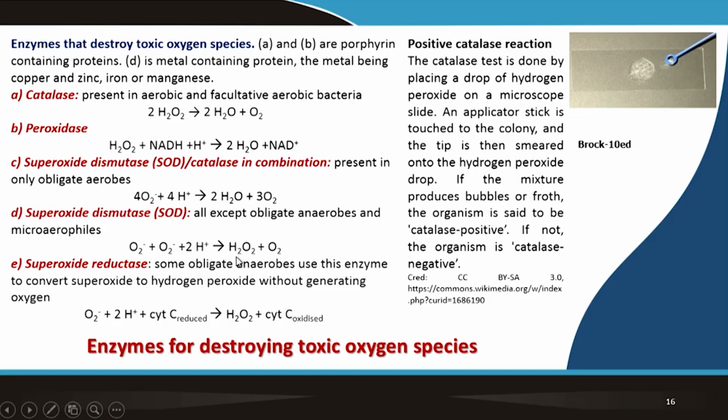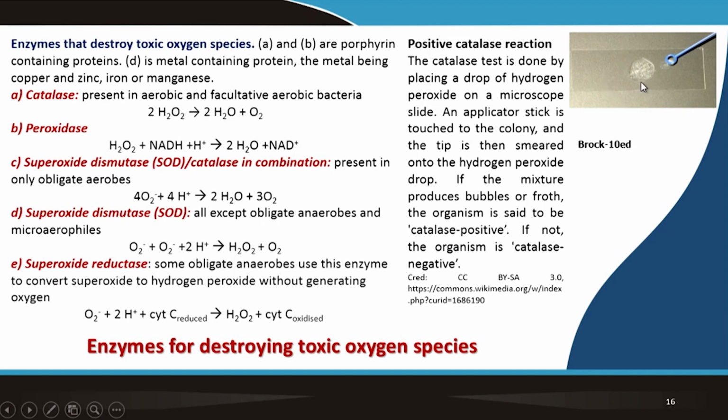This is present in some obligate anaerobes. They use this particular enzyme to convert superoxide to hydrogen peroxide, but since they do not tolerate oxygen, this superoxide reductase is able to convert superoxide to hydrogen peroxide without generating oxygen. So it gives you cytochrome C, which is in the reduced form, is oxidized, and the end product is hydrogen peroxide, which can then be further detoxified by other enzymes. So here is an example of the positive catalase reaction.